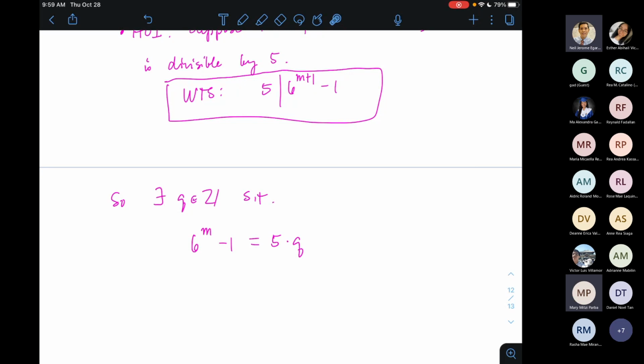Mag-multiply po ng 6 both sides. Tapos magiging 6 raised to m plus 1 minus 6 po yung sa left side. Tapos magiging 5q times 6 po yung sa right side. Then, yung minus 6 po, gagawin pong minus 1 minus 5 po.